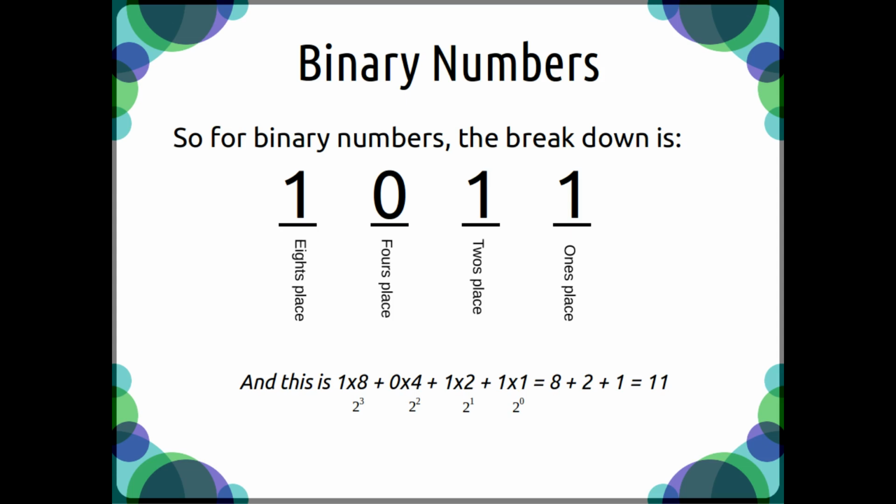So here we have 1, 0, 1, 1. In the ones place, we have 1 times 1, so that counts as 1. In the twos place, we have 1 times 2, so that's 2. 2 plus 1 is 3, so that's 3 at the moment. 4's place is 0, not adding anything there. 8's place is 1, so that means 8 times 1 is 8. 8 plus 3 is 11.